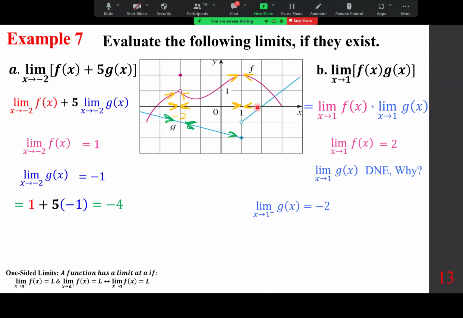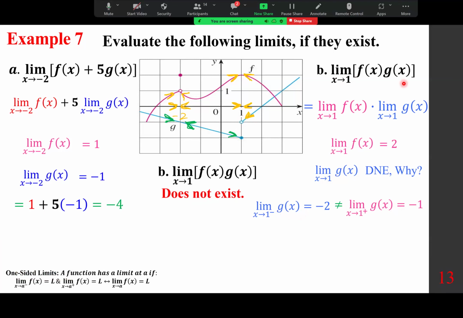But from the right side of 1, we are moving here. From the right side, we are moving towards this hole. And this hole has a different y coordinate, namely -1. Because the one-sided limits are not equal, this limit doesn't exist. Because this limit doesn't exist, this product doesn't have a limit either. So this limit does not exist either.